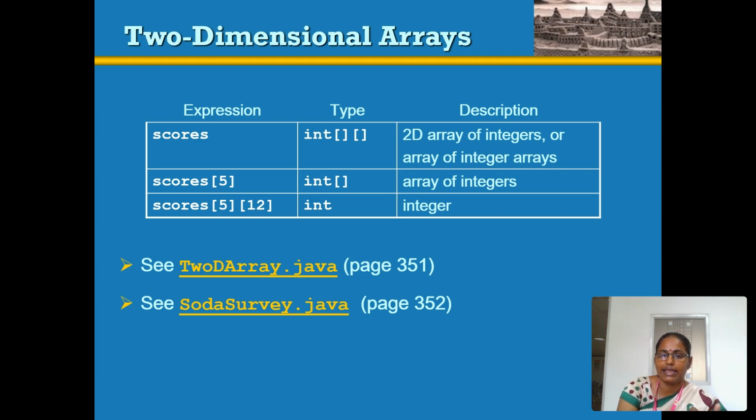Scores is the array name, with the integer data type. We give a two-dimensional array using two square brackets. Then scores of 5 is an array of integers, that is, a one-dimensional array. In scores we are giving 5 rows and 12 columns, with integer values.